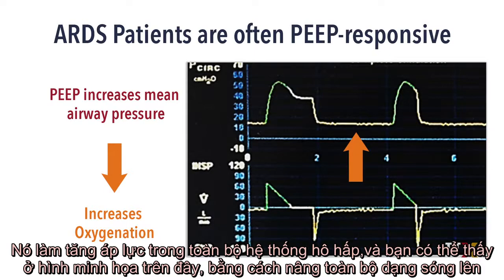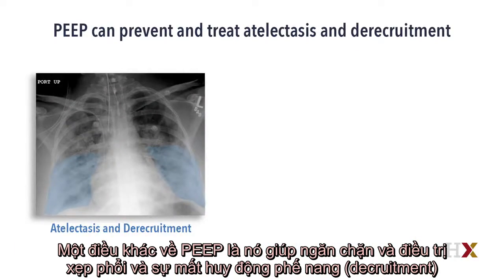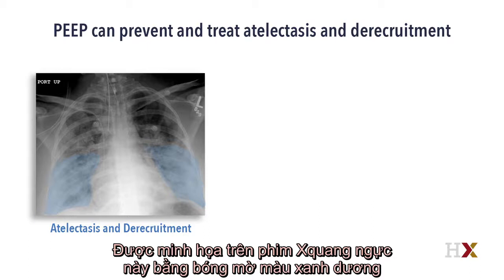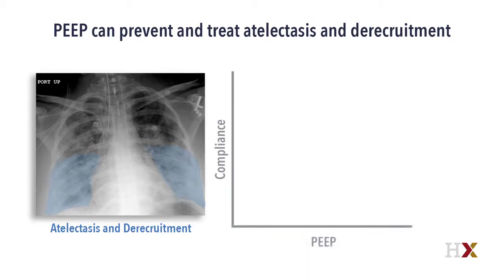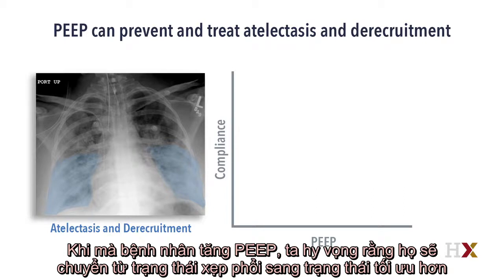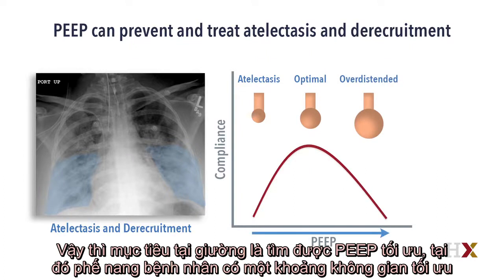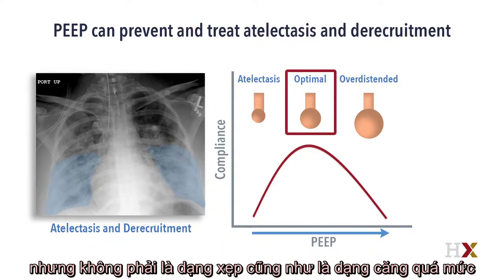the entire waveform. The other thing that PEEP does is help prevent and treat atelectasis and derecruitment. So in a patient who has ARDS, there are going to be many areas of atelectasis, of derecruited lung, illustrated here by the blue shading on this chest x-ray. When patients have an increase in PEEP, they go from having atelectasis, hopefully to an optimal state, but we don't want to overdistend them. So the goal at the bedside is to find that optimal PEEP where the patients are sitting in the optimal space, but not atelectatic nor overdistended.